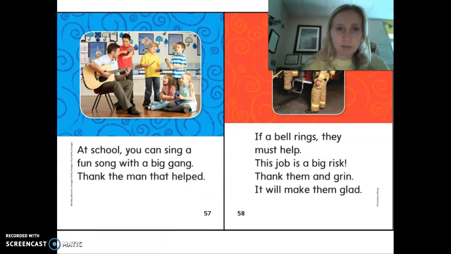Okay, let's look at this. So we have a lot of digraphs in this sentence, this little section. Okay, you go first.